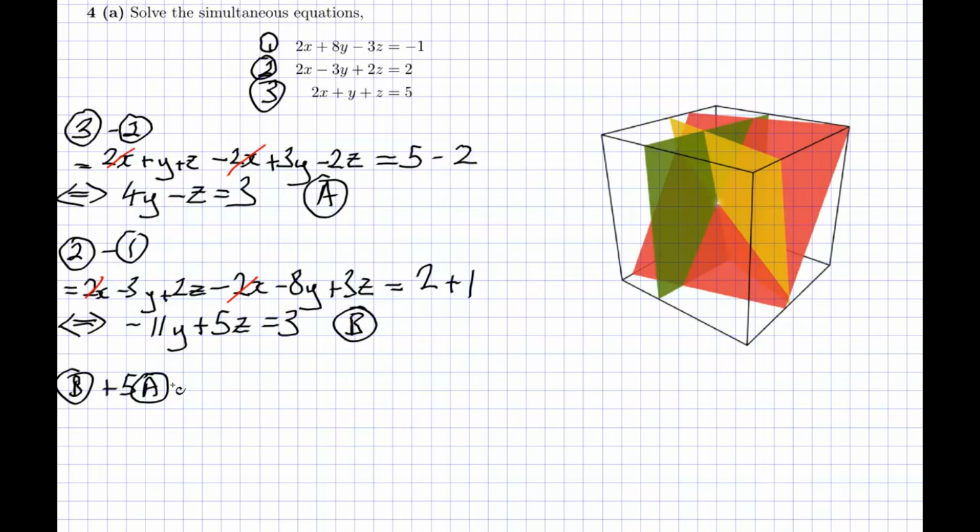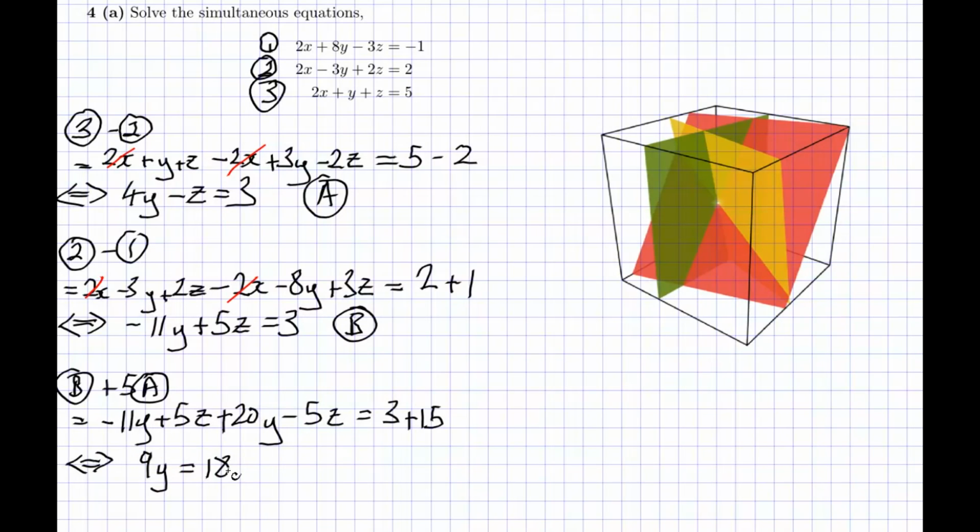just because I only have to multiply one of my equations rather than two. So this gets me minus 11y plus 5z, that's equation B. And I'm adding on 5 of equation A, so 5 times 4y gets me 20y. And 5 times minus z is minus 5z. And that's equal to 3 plus 15. Again, that's 5 times 3 from equation A. So I can follow that through. And I get, let's see, 9y is equal to 18.